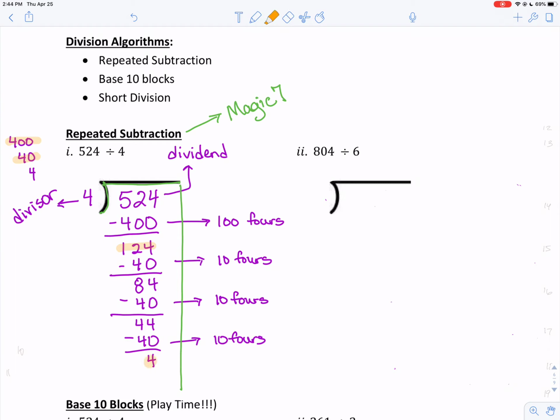But now we only have 4. We cannot take 40 away, but we can take 4 away. So that's what we will do. And we wind up with 0.